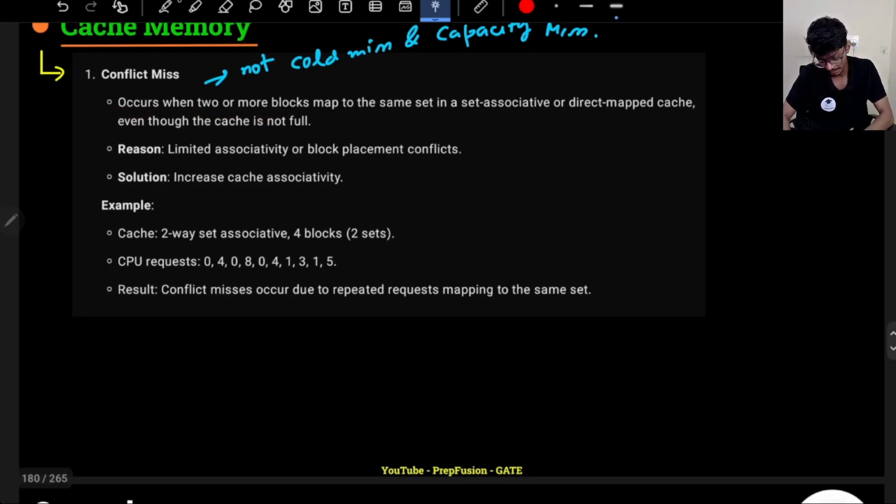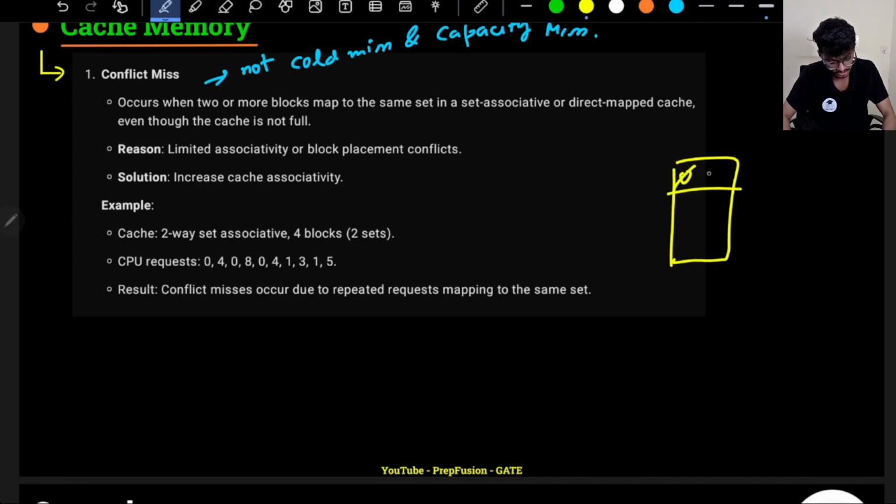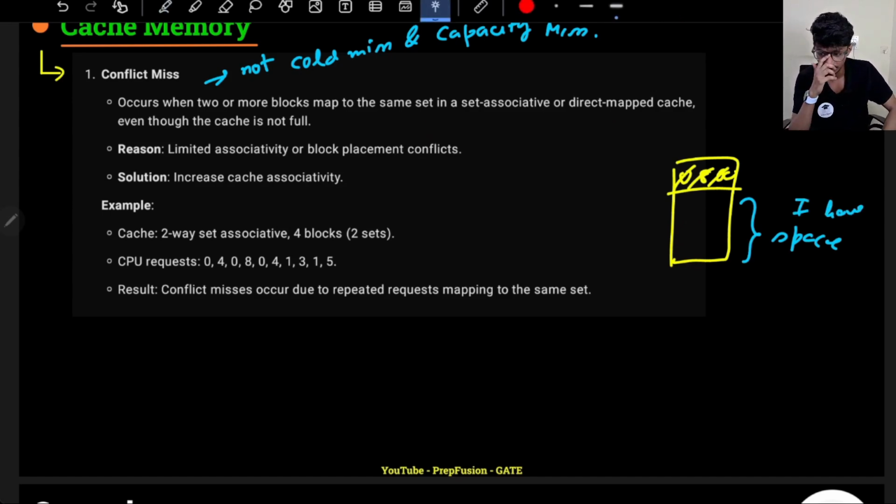Basically, if it is a direct mapped cache, and even though my blocks are empty, I am just replacing my initial block, right? So blocks are empty here. I have my storage, I have the required space. But actually the problem is the mapping, right? It is not properly mapped. So the highest problem will be in the direct map. There will be so many conflicts.